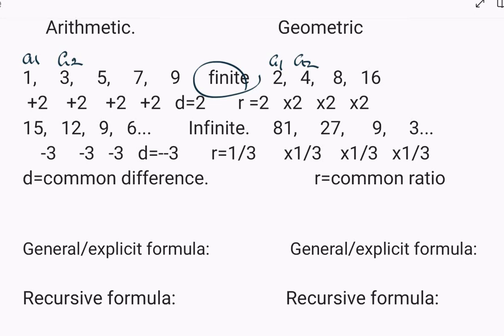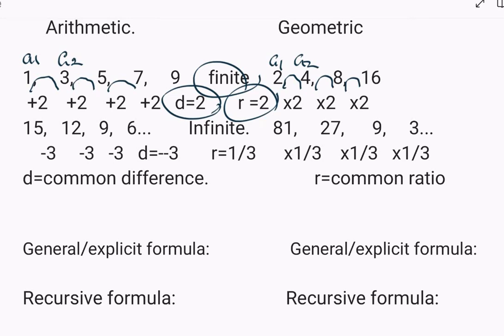In the arithmetic sequence, the pattern is based on addition. On the left side, top sequence, 1 plus 2 generates 3, 3 plus 2 is 5, 5 plus 2 is 7, and so on. That quantity is called a common difference, or d. In the geometric sequence, the pattern is based on multiplication or division. Here is 2 times 2 is 4, 4 times 2 is 8, and 8 times 2 is 16. That common quantity is called a common ratio. Common ratio, 2. This 2 here.